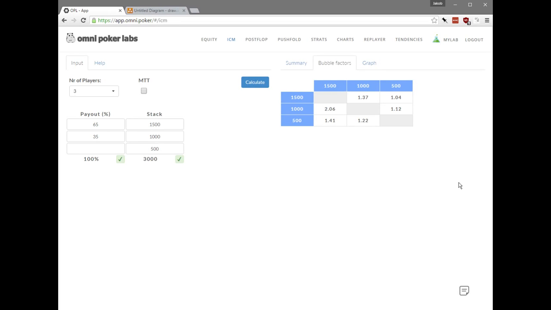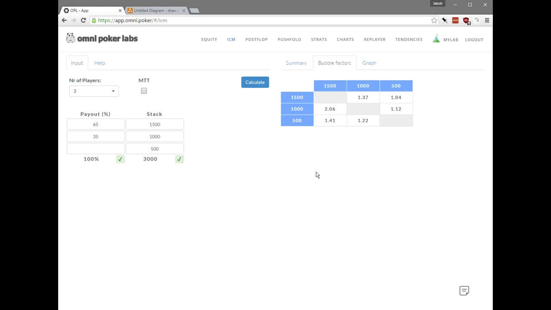Bubble factors give us a really nice overview of ICM dynamics. We see that the big stack doesn't mind playing pots with the short stack, but the short stack also doesn't mind playing pots with the big stack too much, though he prefers to play with the medium stack. The medium stack, on the other hand, really doesn't want to play with the big stack, so that's who the big stack should be targeting.